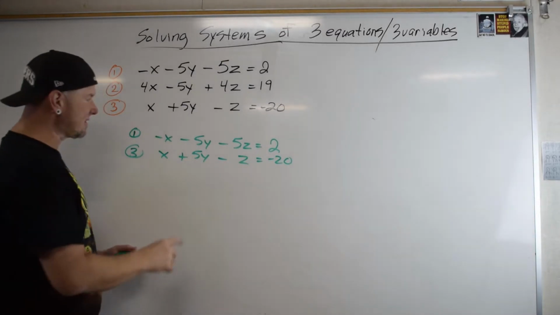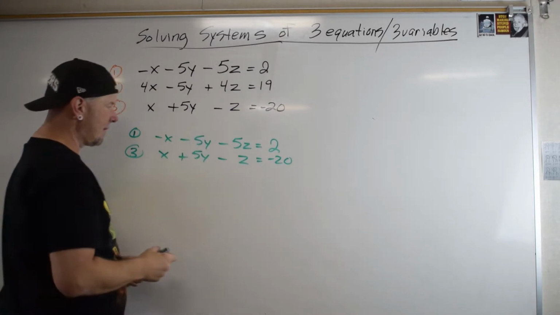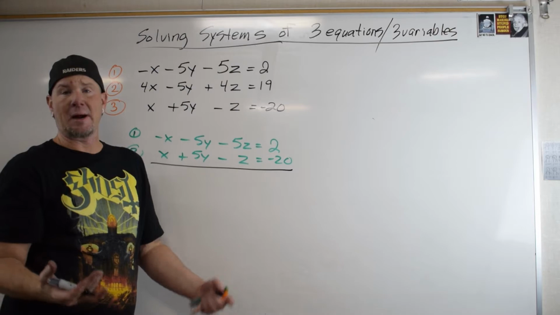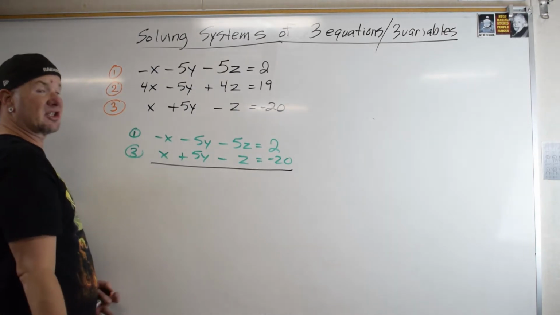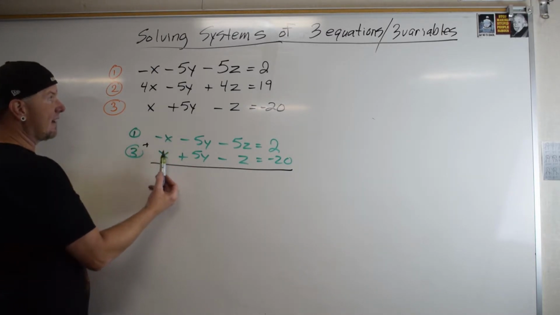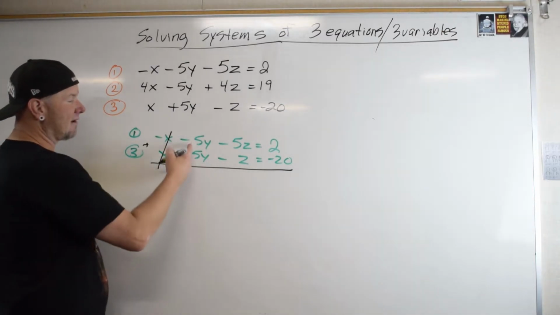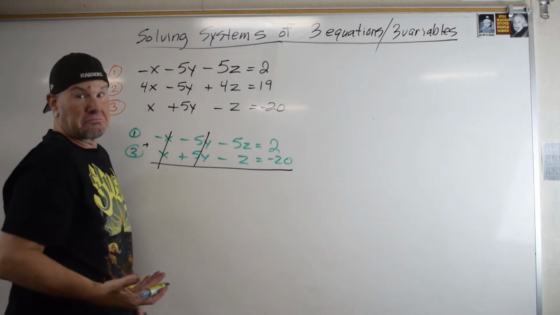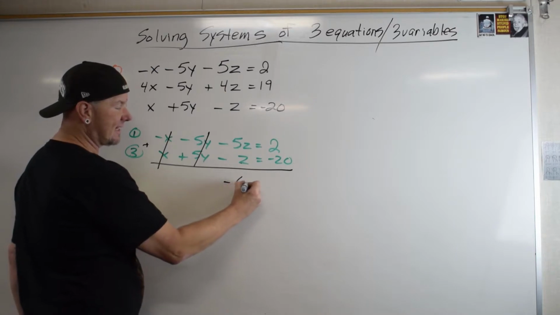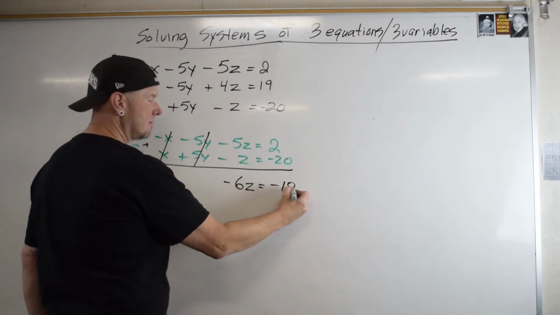I picked those because notice if I add them together, these y's are going to cancel each other out. And that's very convenient. Sometimes you may have to multiply one or both of those in order to make that happen, and that's okay. It's just a matter of picking one to do. So I'm just going to add them together. Here, if I add negative x and x, it just so happens that those cancel. Negative 5y plus 5y also cancels. Negative 5z plus negative z would be negative 6z. 2 plus negative 20 would be negative 18.